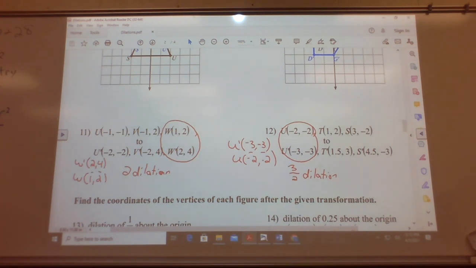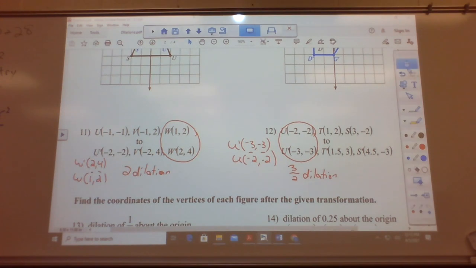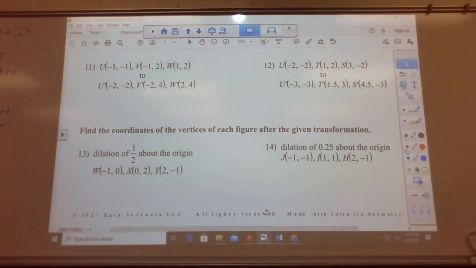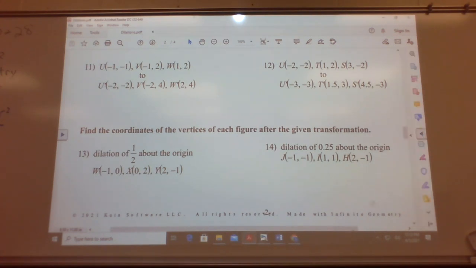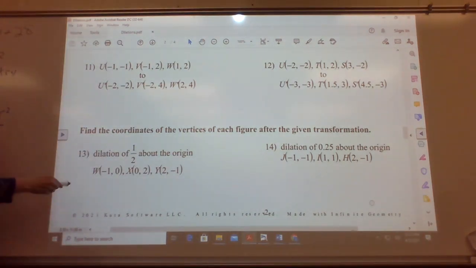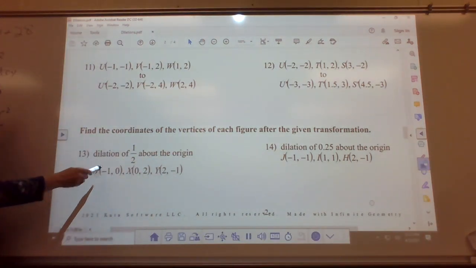Last two that I'm doing with you. 13 and 14. We kind of already did something like this, but we graphed it. We've got the coordinates. We've got the dilation factor. I'm just multiplying. So all of these are going to get multiplied by 1/2.